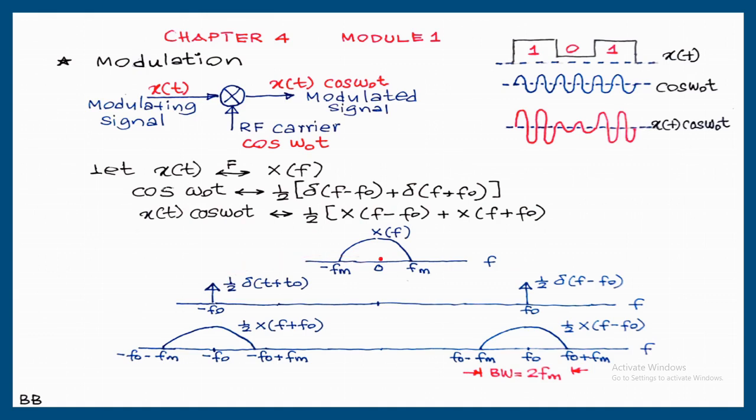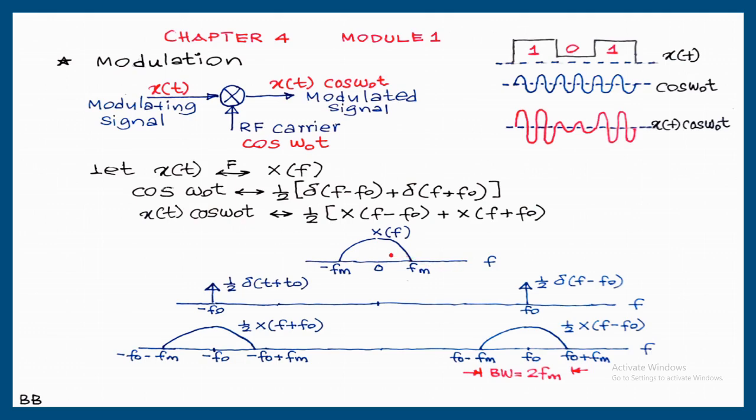After multiplication in the time domain, this X of f is shifted around the carrier frequency, that is, this spectrum X of f minus f naught, and the equivalent result on the negative side, X of f plus f naught. After shifting, the spectrum exists from f naught minus fm to f naught plus fm, so the modulated signal bandwidth is 2 fm hertz. Before modulation the bandwidth was fm hertz; after modulation the bandwidth is 2 fm hertz. This is one of the disadvantages of modulation. Bandwidth becomes double after modulation.